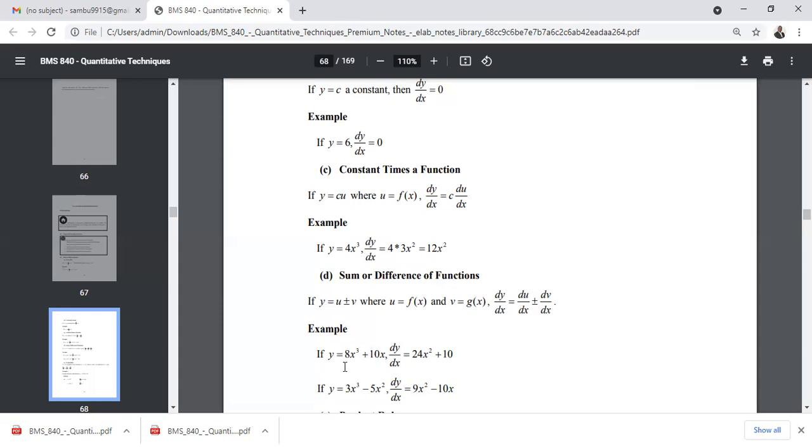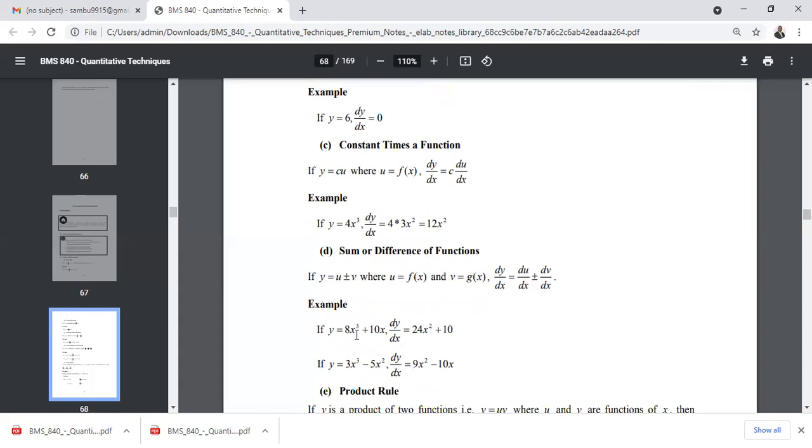Now, for example, we have this function, y is equal to 8x cubed plus 10x. These are two functions. So the first function is our u. So u is equal to 8x cubed, and our v is equal to 10x. So if we were to get now the dy dx, you are going to differentiate the whole function, and you are going to get 24x squared plus 10. So that's the addition rule.